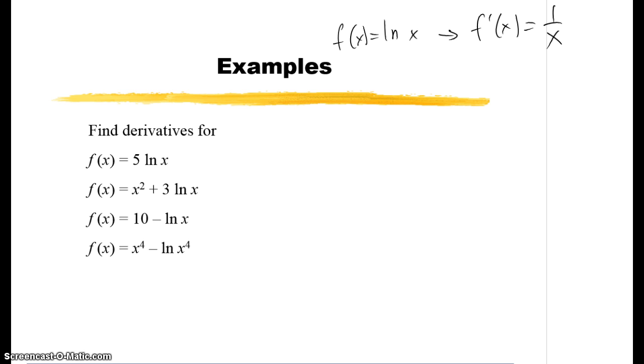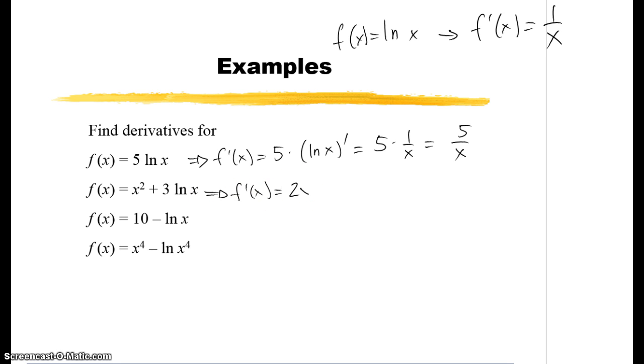Find the derivatives for f of x equals 5 ln of x. Well, that will be the same as 5 times the derivative of ln of x. In other words, 5 times 1 over x, or just 5 over x. That's my derivative. How about part 2? x squared plus 3 ln of x. The derivative here will be 2x, that's the derivative of x squared, plus 3 over x, the derivative of 3 times ln of x.